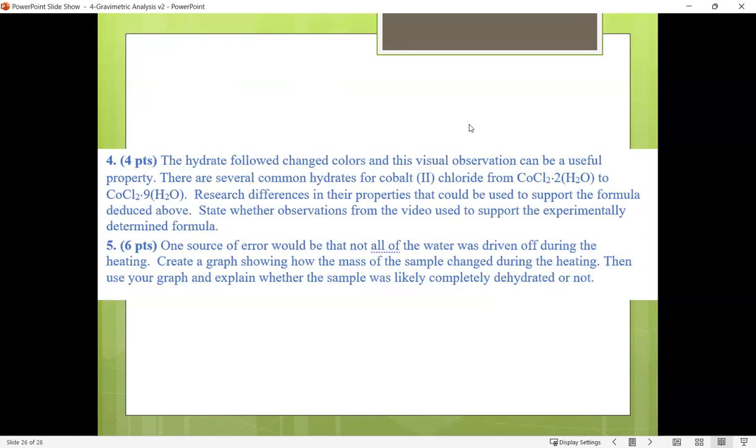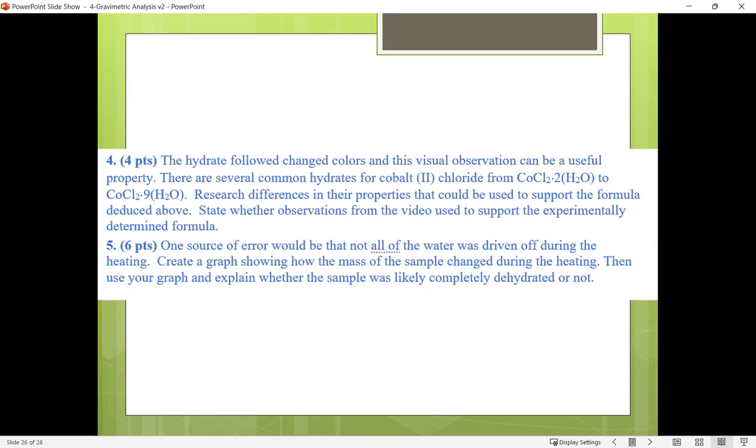All right, the hydrates change color, and the visual observation can be a useful property. There are several hydrates for this. Research the difference in properties that could be used to support the formula you deduced.